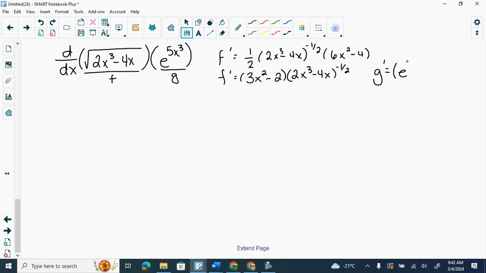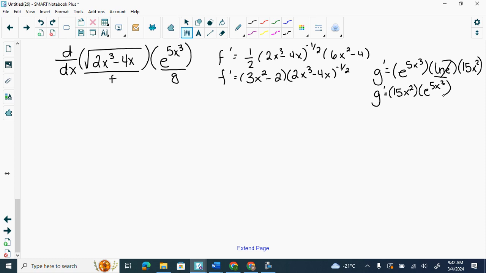Because it's a numerical base to a variable exponent, ln of the base, what is ln of e? 1, because it's just log base e of e, correct? So it's 1. And then we get 15x squared. I definitely did something wrong. So 15x squared e to the 5x cubed. All right.